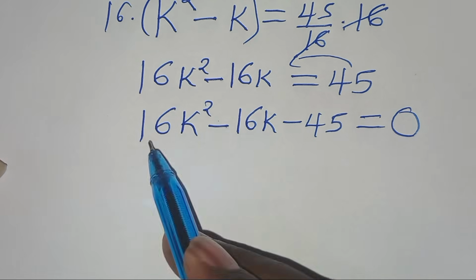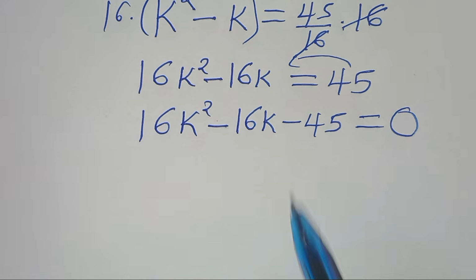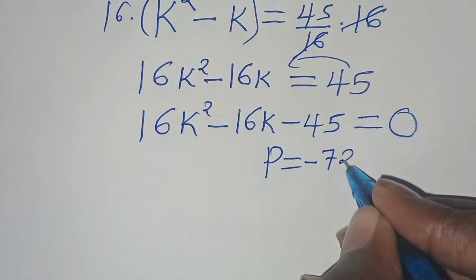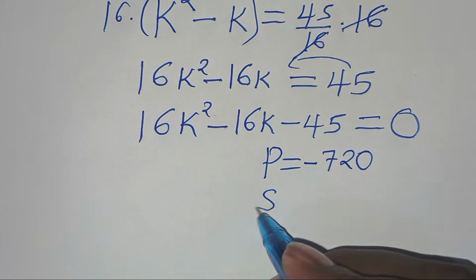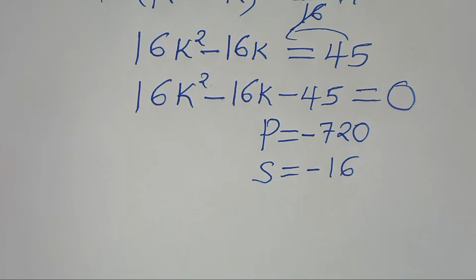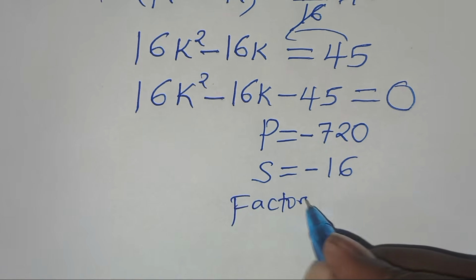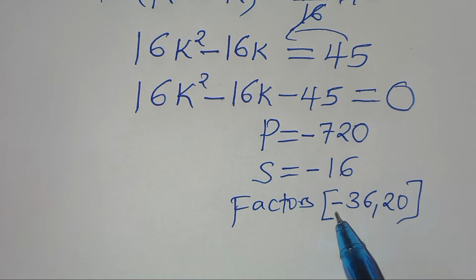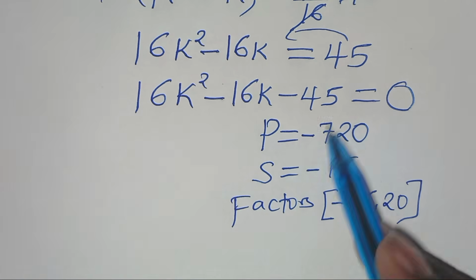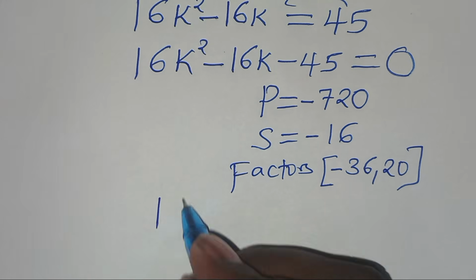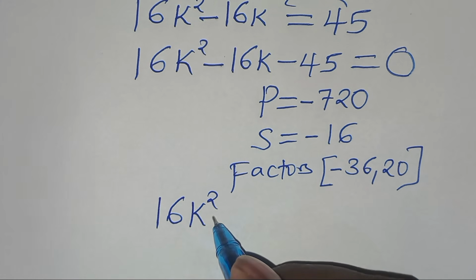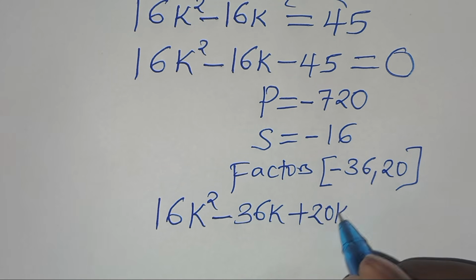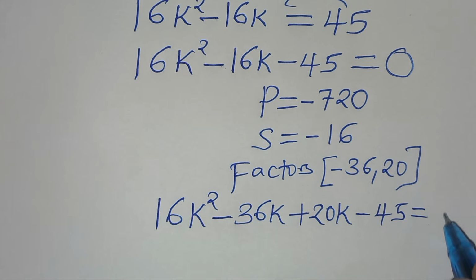Now here we have a quadratic equation. We can solve this quadratic equation by the factorization method. We have the product equal to negative 720 and the sum equal to negative 16. So let's identify two factors here. We have negative 36 and 20. Negative 36 times 20 is negative 720. So we have 16k squared minus 36k plus 20k minus 45, equal to 0.